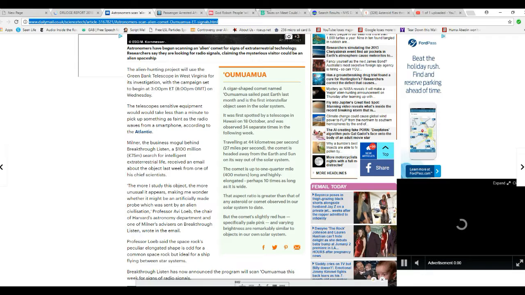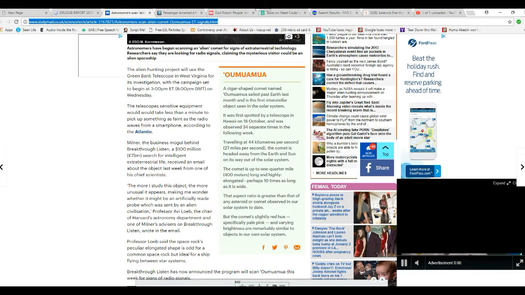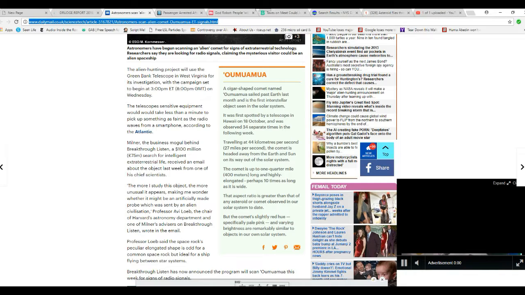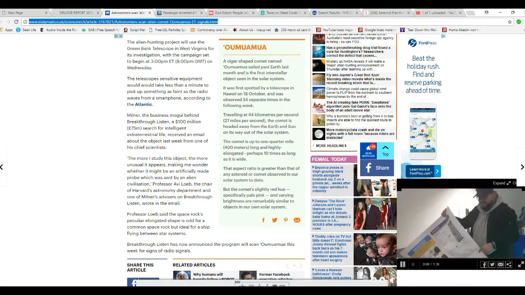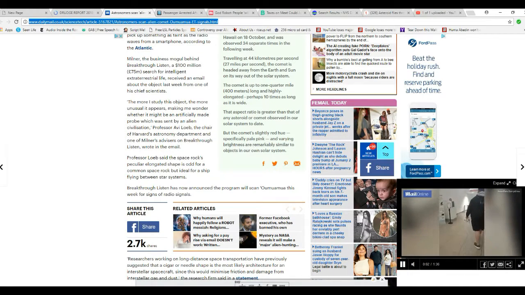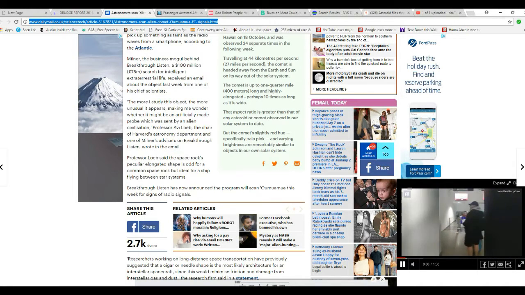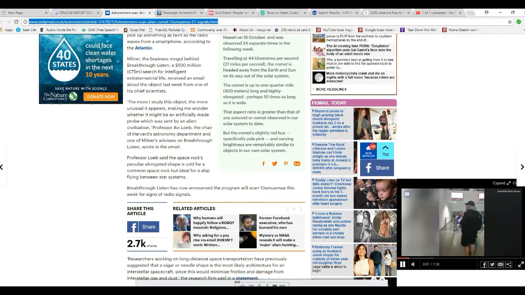The more I study the object, the more unusual it appears, making me wonder whether it might be an artificially made probe which was sent by an alien civilization. Professor Avi Loeb, chair of Harvard's astronomy department and one of Milner's advisors on Breakthrough Listen, wrote in the email. Professor Loeb said the space rock's peculiar elongated shape is odd for common space rock, but ideal for a ship flying between star systems for reasons I talked about. It will be hit by less stuff, basically. Breakthrough Listen has now announced the program will scan the O this week for signs of radio signals.